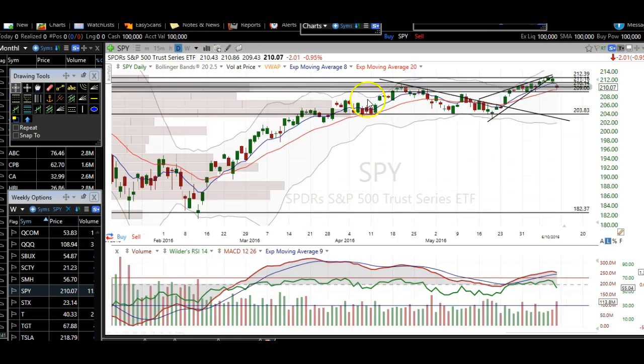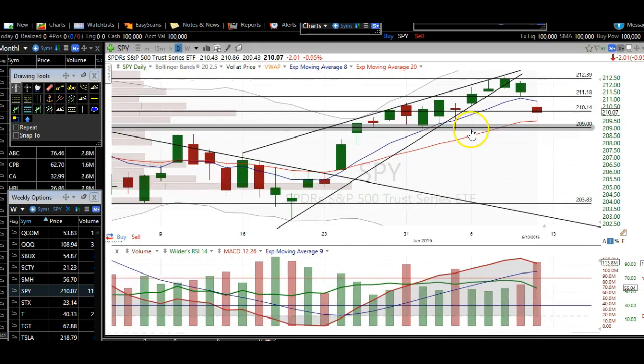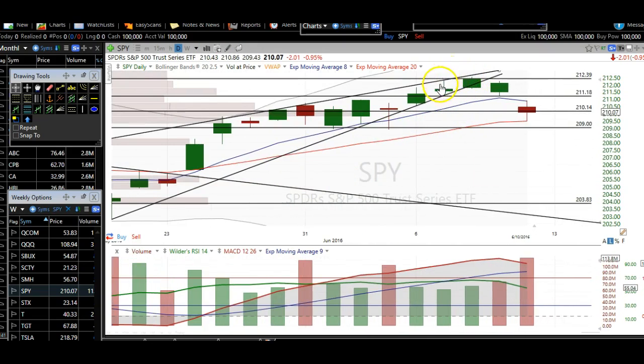Another thing that we saw is, as you can see here, we had a shooting star doji right on this candle. That's a potential reversal signal. We noted that signal there on Tuesday. I believe this was the day. Yep, Tuesday. We noted that.